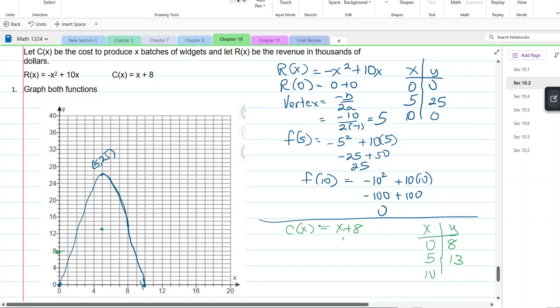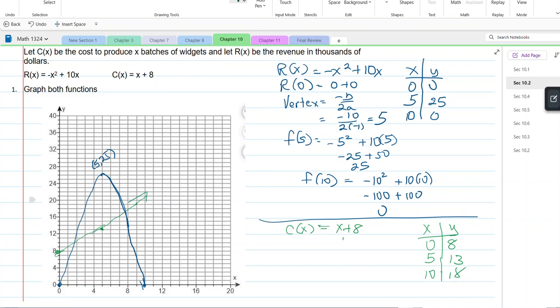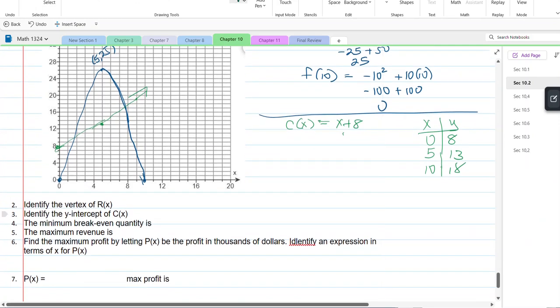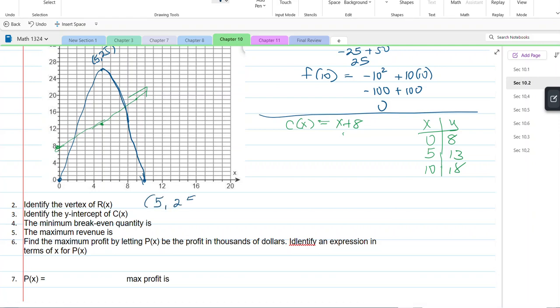Then I'm going to do 10. If I do 10, I have 18, because it's linear. This is my line. All right, so now they want us to identify the vertex of r of x. Well, we got that: 5 and 25. Identify the y-intercept of c of x, and that would be 0 and 8.